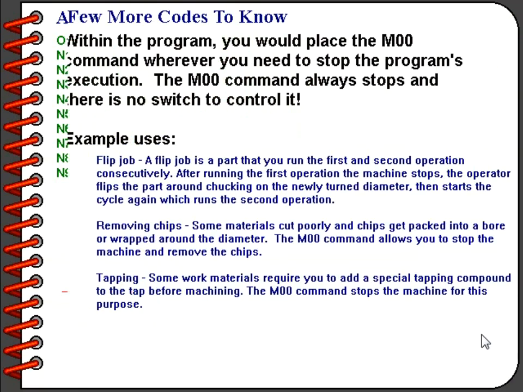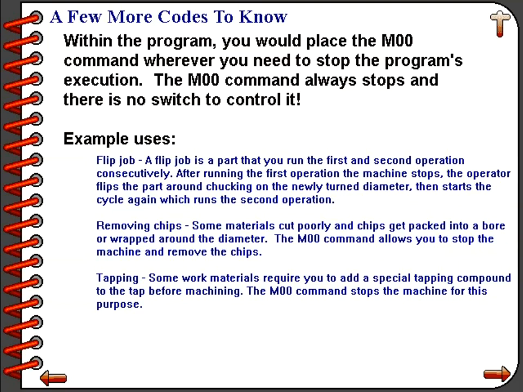The M00 command is a program stop command. It is used anywhere within the cycle to stop the machine for a manual operation. Some examples would be a flip job. A flip job is a part where you run the first and second operation consecutively. After first running the first operation, the machine would stop at the M00 command. You would then take the part out, flip it around end for end, put it back in the chuck, and then run the second operation.